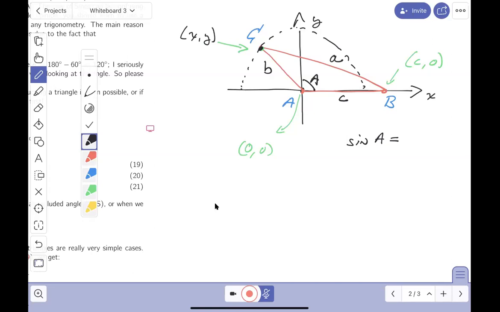So how's the sine defined? Well, it's defined as the ordinate, which is y, over the radius. What's the radius of that circle? It's b. All right, that's not so bad. And what's the cosine of A defined as? The abscissa, which in this case is x, over the radius of that circle, which is b. So now I know what x is, and I'll put this over here. It's going to be b cosine of A. And what's y going to be equal to? b sine of A.